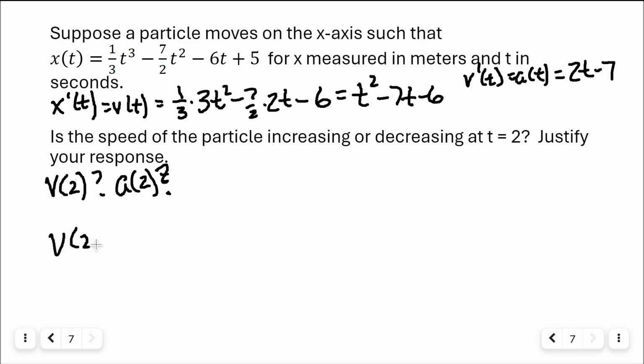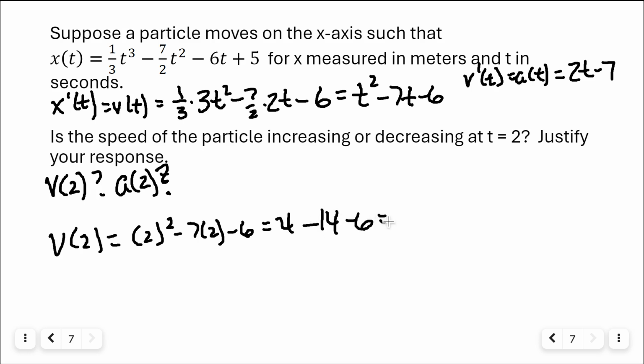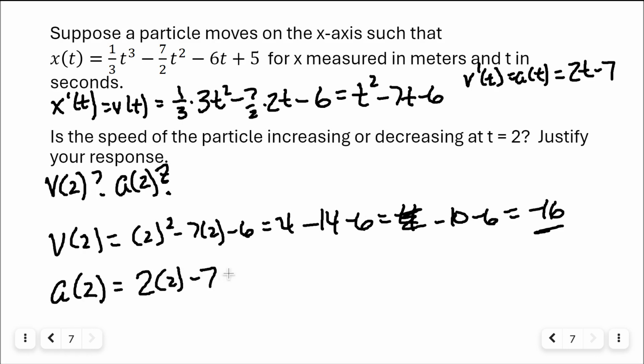Okay, v of 2. So v of 2 is 2 squared minus 7 times 2 minus 6. So that's 4 minus 14 minus 6. That's negative 10 minus 6. That's negative 16. Okay, now if you're thinking, wait a minute, he got a different answer than he did on the previous slide. Remember, I changed the sign there from a negative to a positive. This time I just kept it the same. All right, a of 2 is 2 times 2 minus 7. So that's 4 minus 7, negative 3.